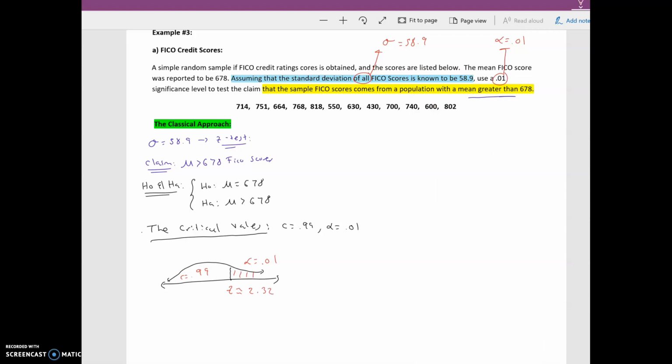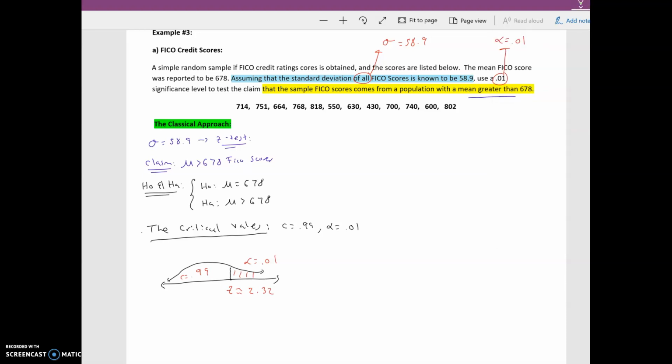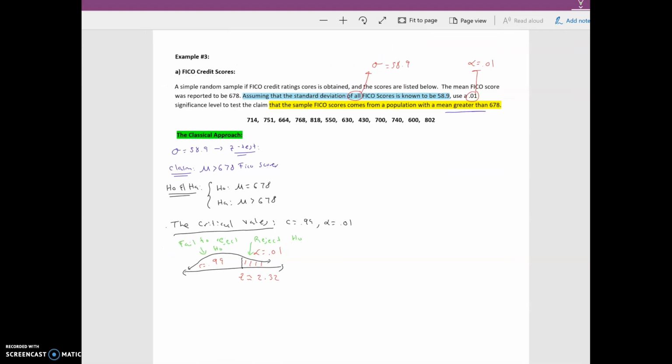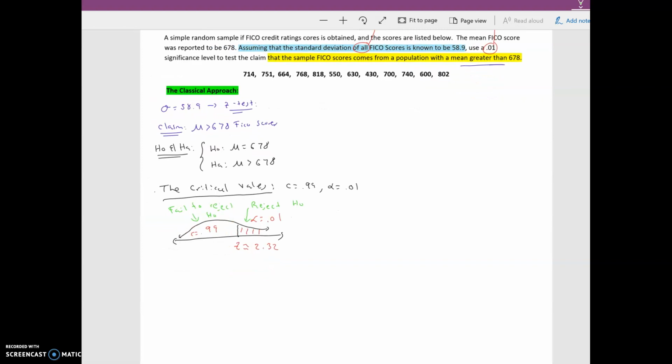Now remember what I mentioned about the region depending on the test statistic. If your test statistic lies in this area, you're simply going to reject H0. If it lands on this area, you're going to say fail to reject H0. That would be for the test statistic. At the moment, since we're looking at critical values, you're looking at the population.